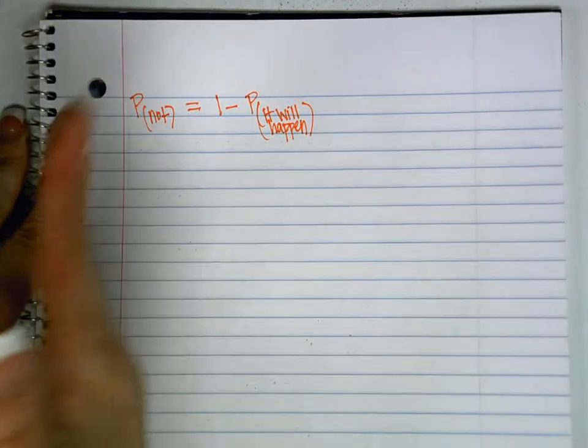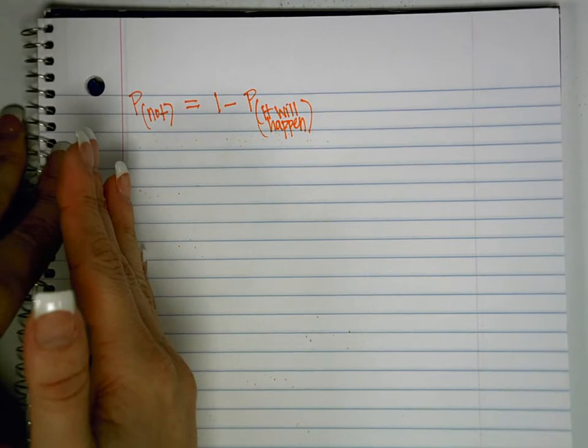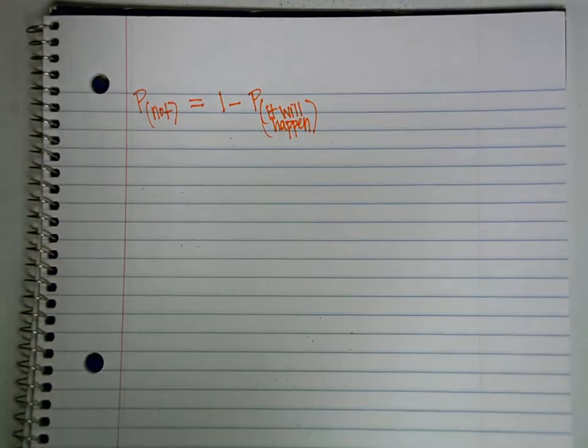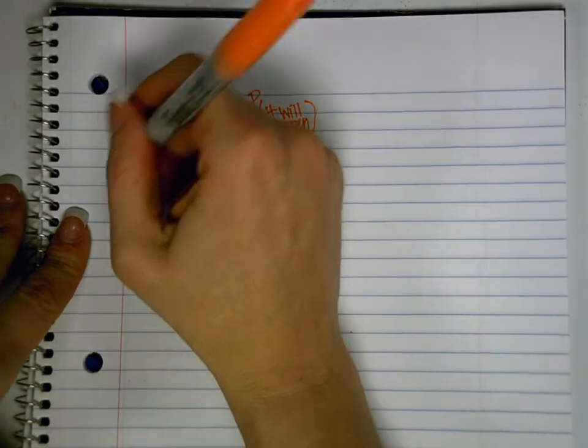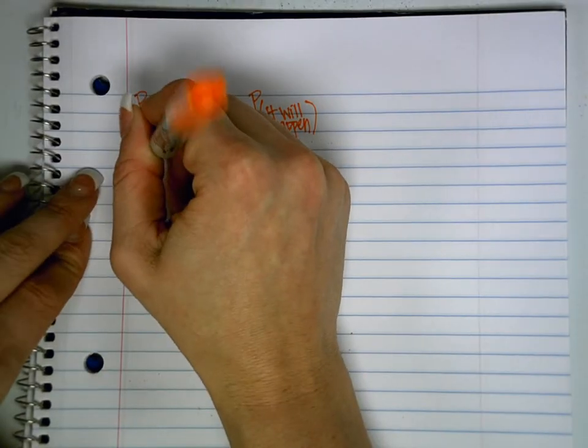So it's like, what's the probability that it will rain? Well, it's 1 minus the probability that it will not rain. So they always equal 1. Always equals 1. Okay, and we also learned about overlapping events.